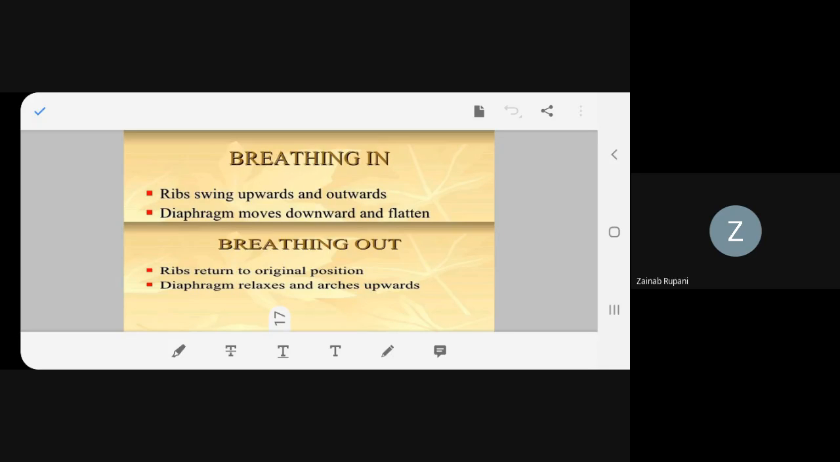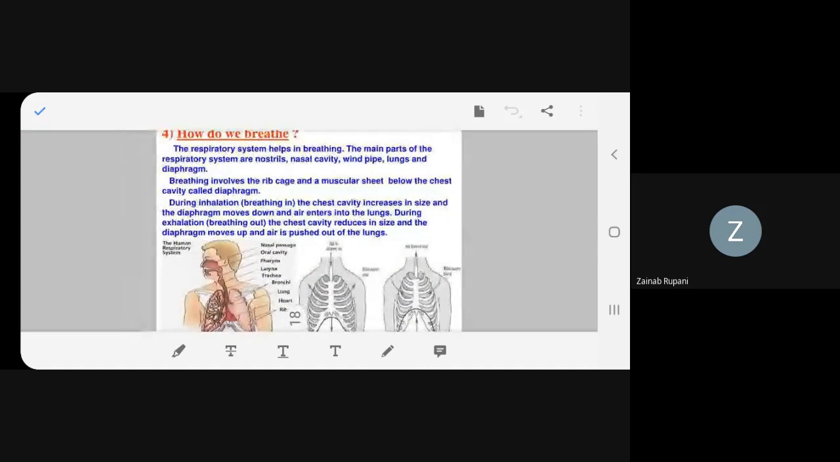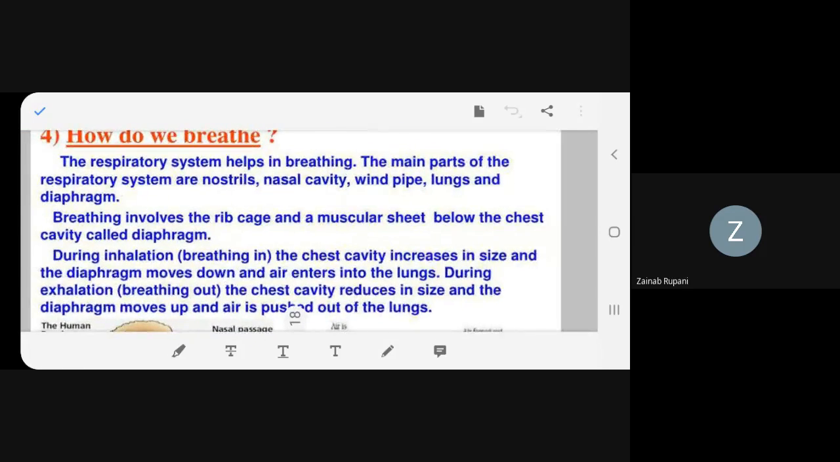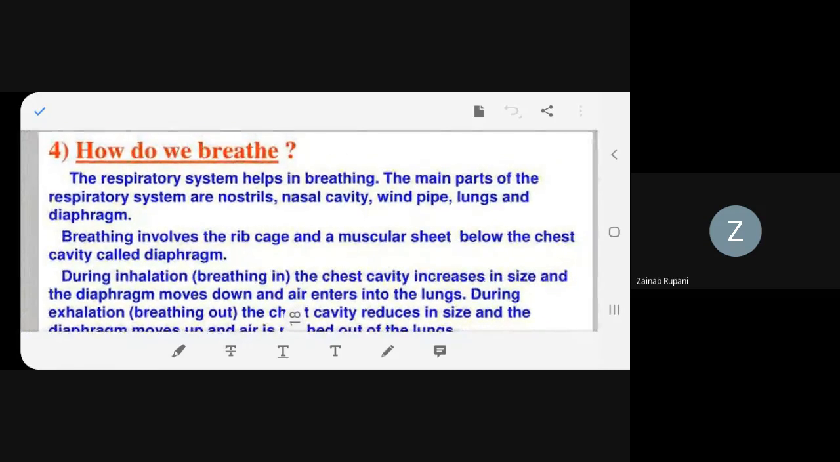Now, when I'm releasing carbon dioxide out to the environment, ribs come back to the original positions. That's the reason the lungs get squeezed, and the carbon dioxide comes out of the lungs with a force. That means the diaphragm comes to its normal position, and it comes up. Any problem? This is what I'm going to show you here, how the diaphragm works during inhalation and exhalation.